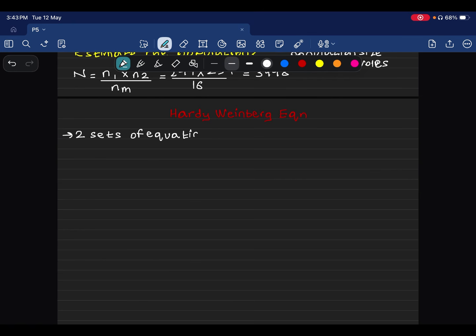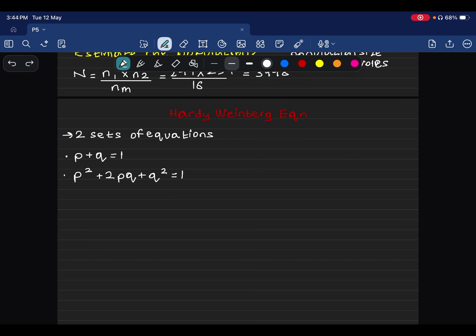Now, what are these two sets of equations? The first equation, in fact, is p plus q is equal to 1, and the second in the set is p squared plus 2pq plus q squared is equal to 1. You might recognize this from your maths IGCSE, a squared plus 2ab plus b squared. It's really similar to that.